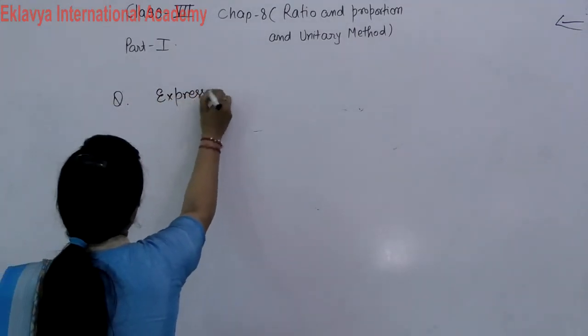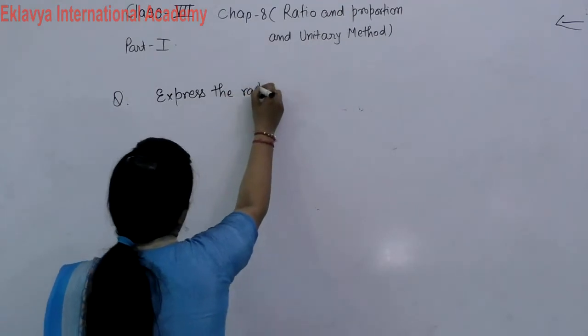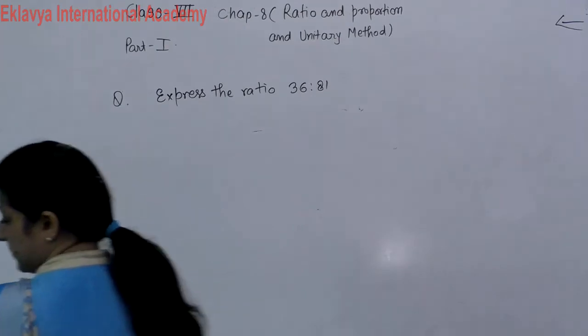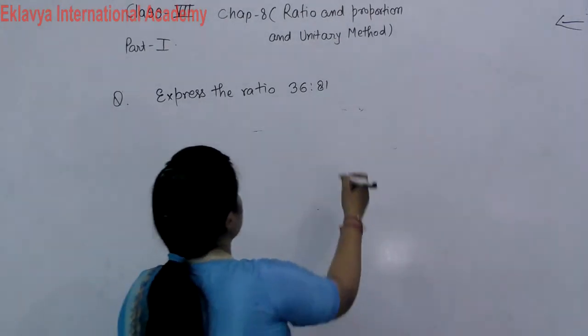First example: express the ratio 36:81 in the simplest form.